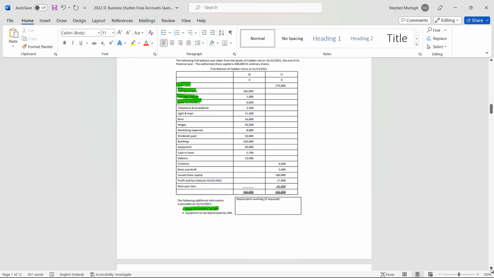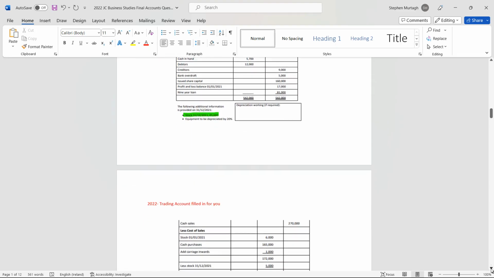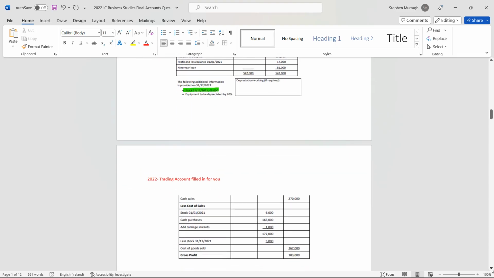Then what you do is you use that information, and this was filled in for you, but you structure it like this to get the gross profit. So sales less cost of sales. You can add up the opening stock, the cash purchases and the carriage inwards. That wasn't filled in for you there, but that's called cost of goods available for sale, less the closing stock at the end of the year gives you cost of goods sold. Then 270,000 minus 167,000 is where the gross profit of €103,000 comes from. So when you're doing these questions, just learn that, lay it off by heart.